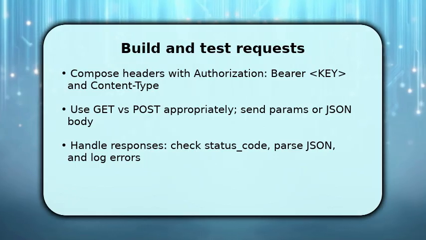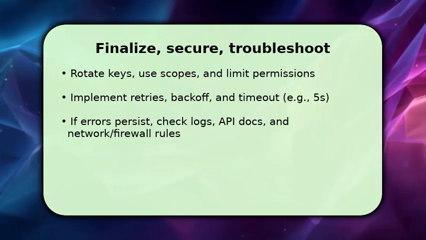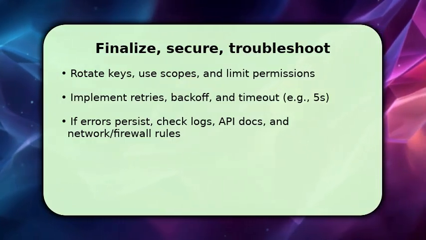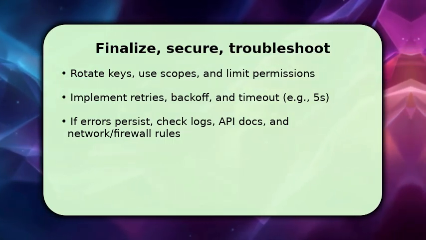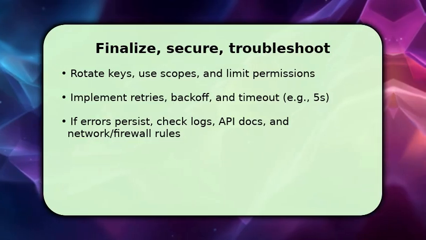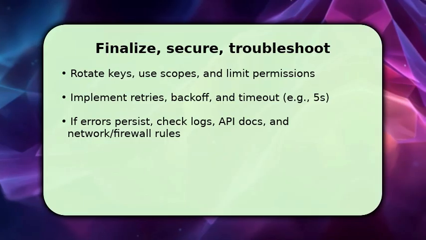You finish by securing and hardening the integration. Rotate API keys, restrict scopes, and never commit secrets. Then add retries with exponential backoff, sensible timeouts like 5 seconds, and circuit breaking to avoid cascading failures. Once deployed, monitor logs and metrics to catch anomalies.